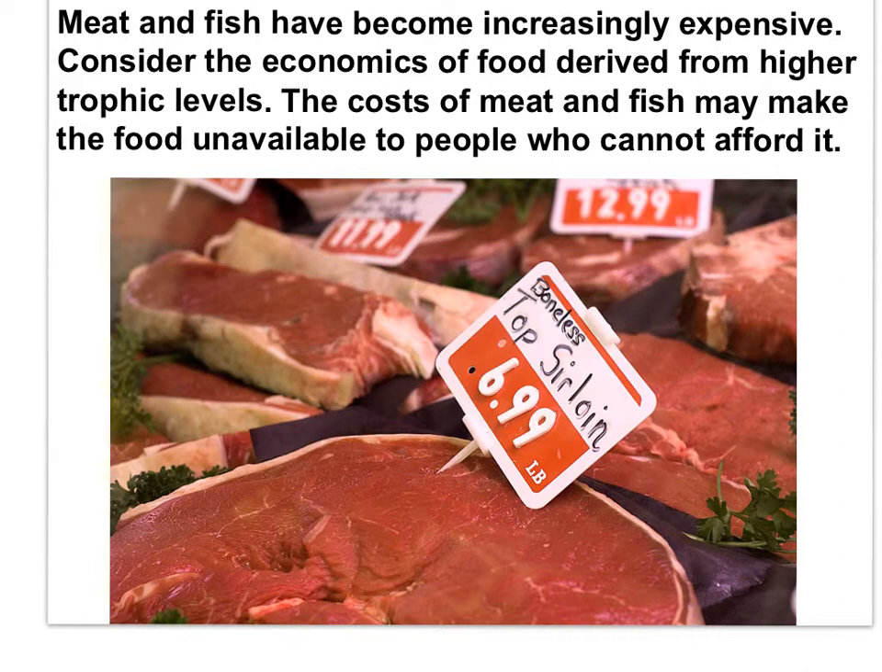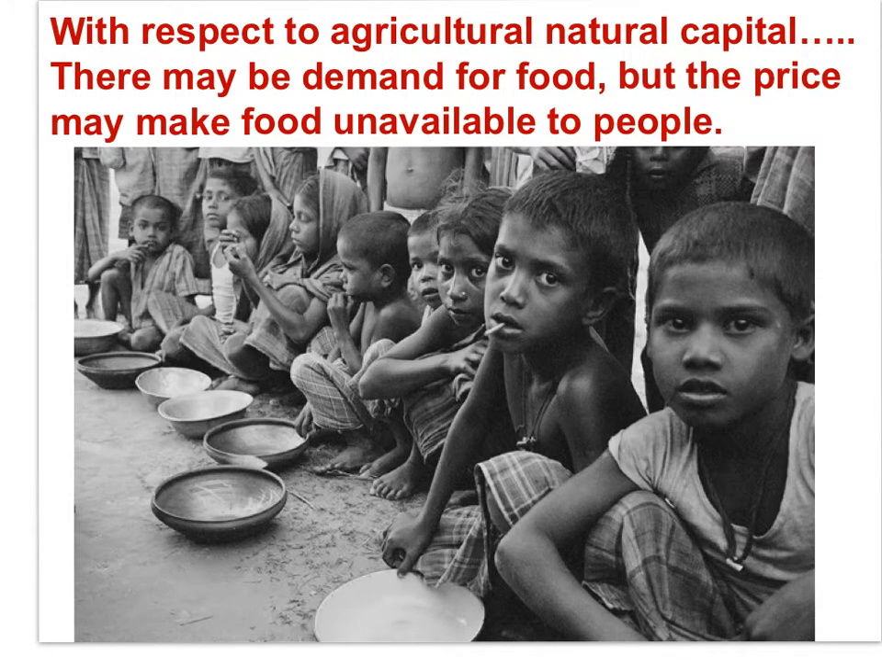Meat and fish have become increasingly expensive. As well, meat and fish are food sources derived from higher trophic levels. Thus, the costs of meat and fish will naturally be higher. When the price of food increases, it becomes less available to many people in the world. With respect to agricultural natural capital, there may be demand, but the price may make food unavailable to people.